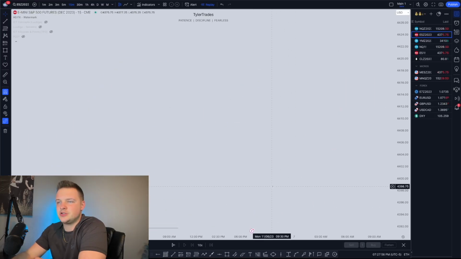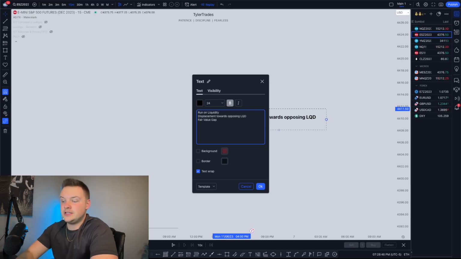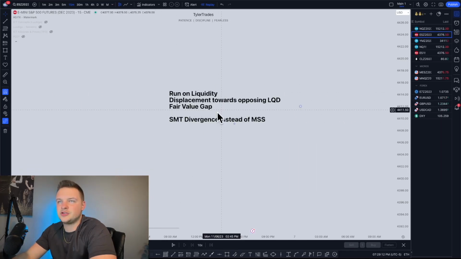But guys, just to recap this entry model and the checklist that you need for it, you still need a run on liquidity, right? And you still want to see your displacement towards opposing liquidity. And you still want to see a fair value gap left open for you to grab your entry. Now, the only difference is you are using the SMT divergence in place of your market structure shift. So go ahead, try this out. Maybe you'll start noticing it in the markets at this point.